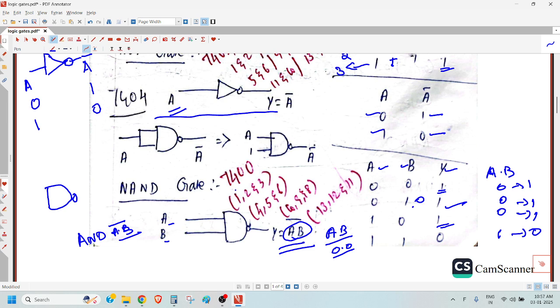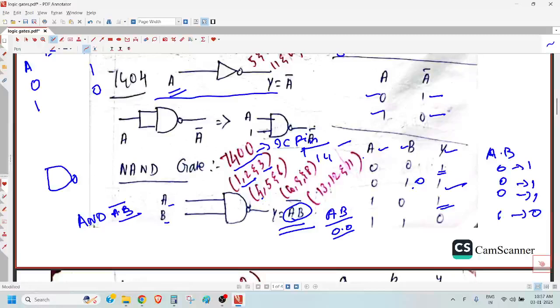So here we are using IC 7400. This is called the IC pin diagram. Then 1 and 2 are your inputs, same like 3, then 4, 5, 6, 10, 9, 8, 13. Pin 14 will become your power supply, and pin 7 will become your ground connection. That is why we didn't mention it in the IC pin diagram. Practically we can do it.